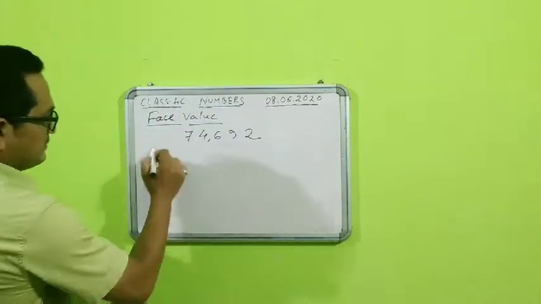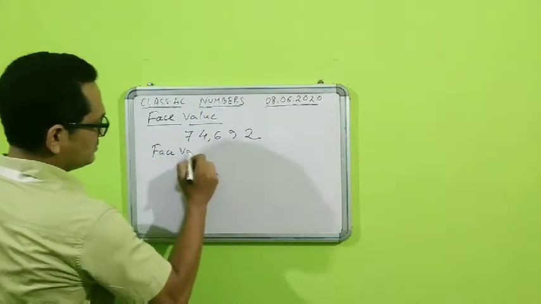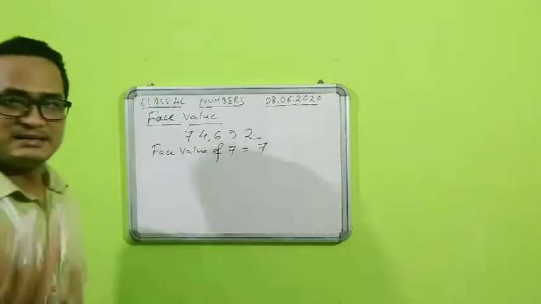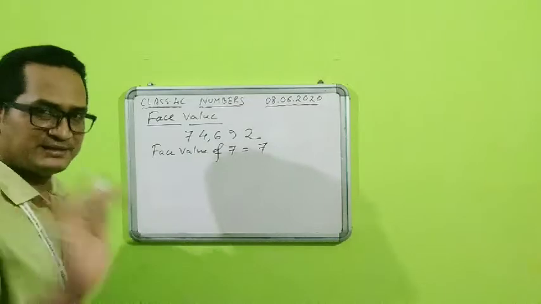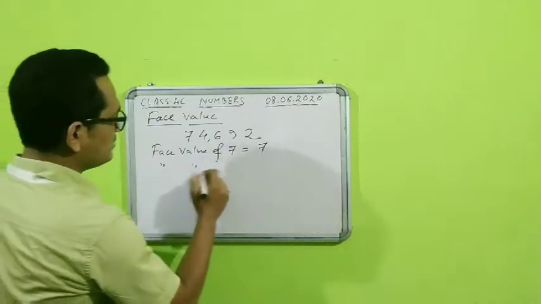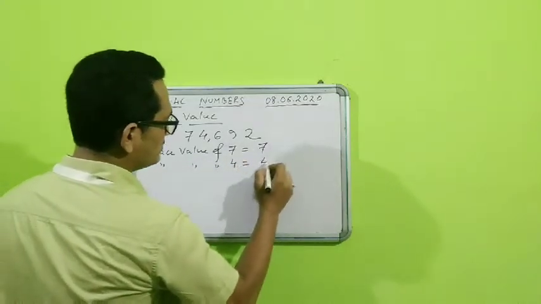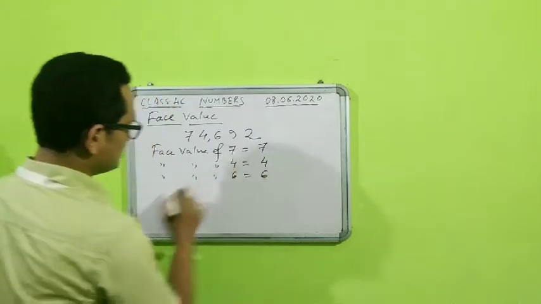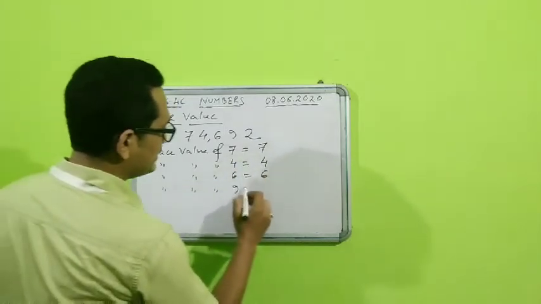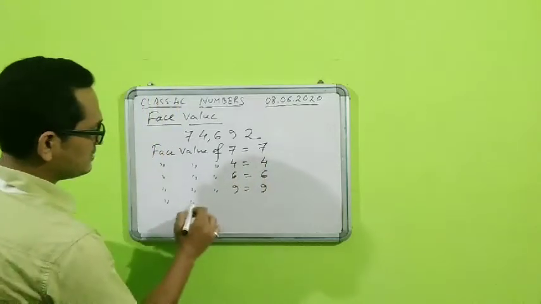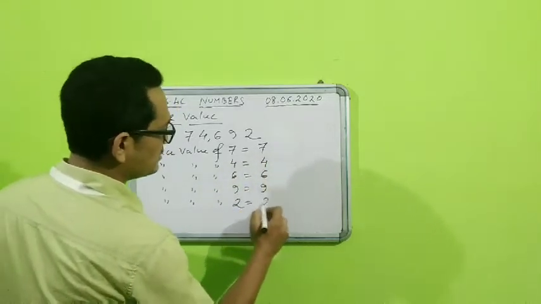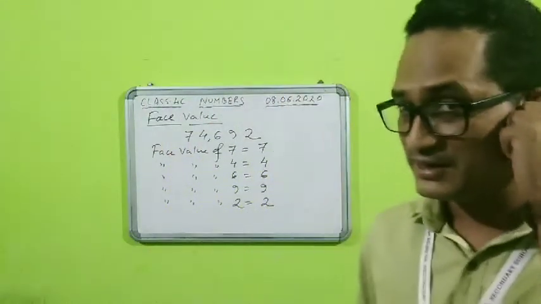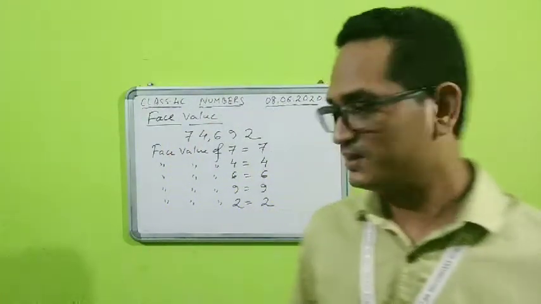All these digits, face value of 7 will be 7. You will see the interesting thing that will happen. Face value of 4 is equal to 4. Face value of 6 is equal to 6. Face value of 9 is equal to 9. And face value of 2 is equal to 2. So students, what did you understand from here? What is the difference between place value and face value?